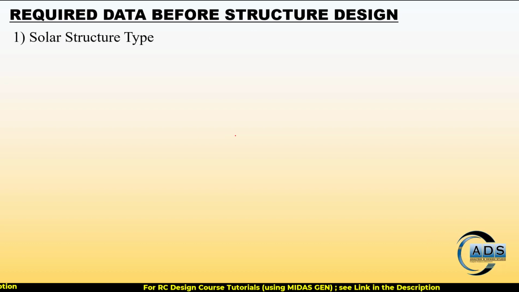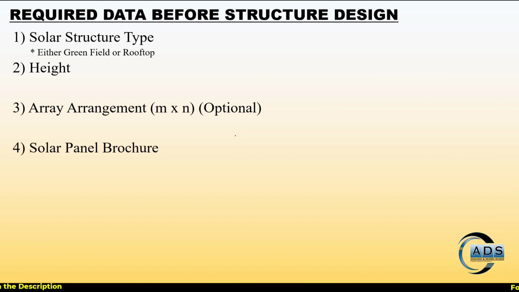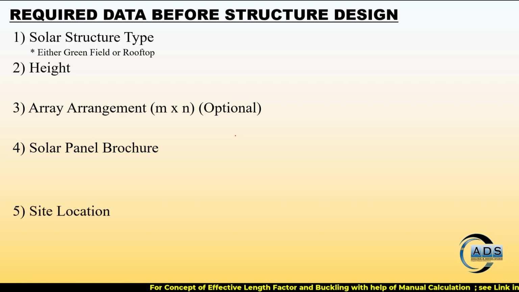Now, required data before structure design. It is necessary for the structural engineer to collect some data before any solar structure design. So what is that data? First, solar structure type, either greenfield or rooftop. Second one is the height. Third one is the array arrangement. Fourth one is the solar panel brochure or solar panel detail, which is to be installed at site. And fifth one is the site location.